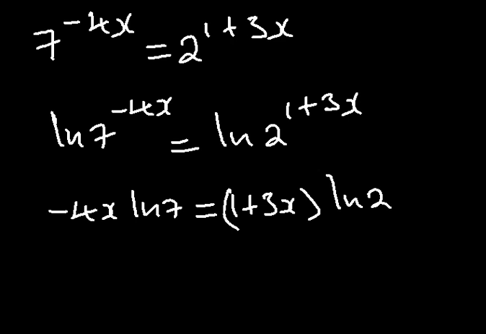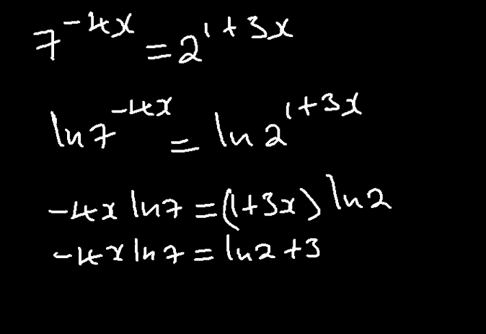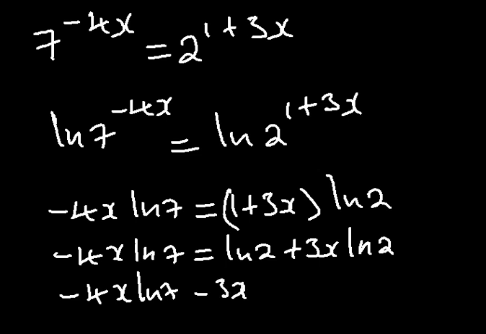Now we have to distribute ln 2, which gives ln 2 plus 3x times ln 2. Then we'll have negative 4x ln 7 minus 3x ln 2 equal to ln 2. So try to finish off that.